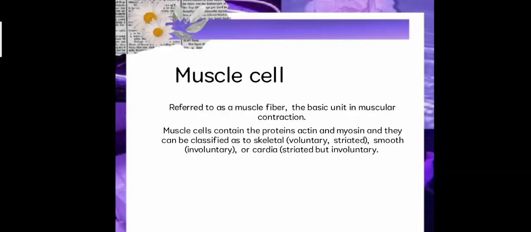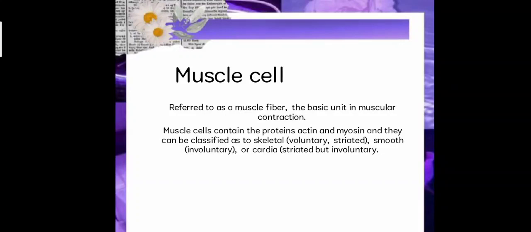Next is muscle cells. Muscle cells, referred to as muscle fibers, are the basic unit in muscular contraction. Muscle cells contain the proteins actin and myosin, and they can be classified as skeletal, voluntary and striated; smooth, involuntary; or cardiac, striated but involuntary. So a muscle cell is known technically as a myocyte.